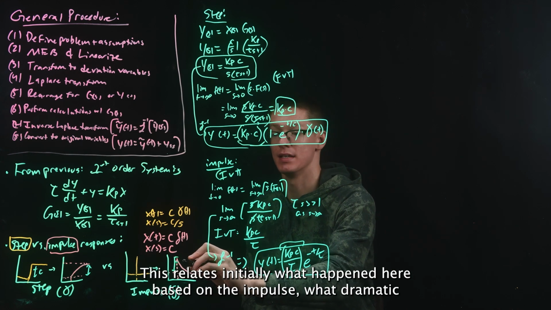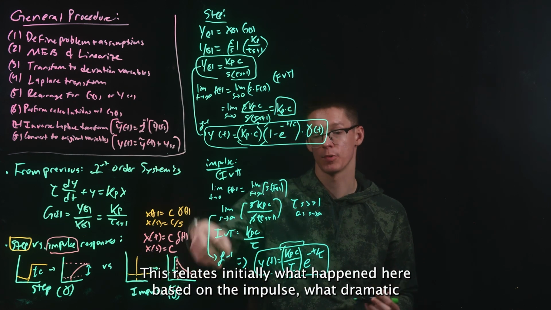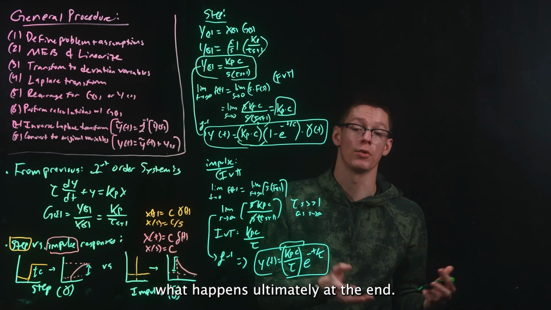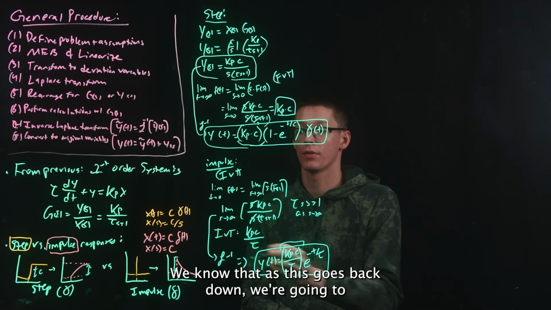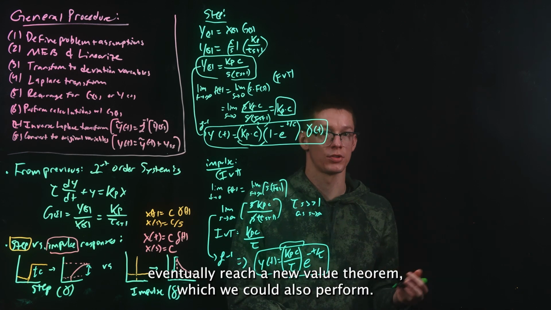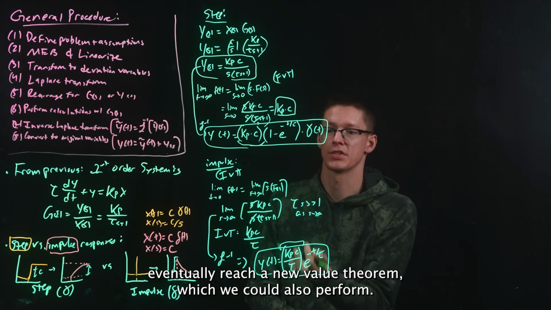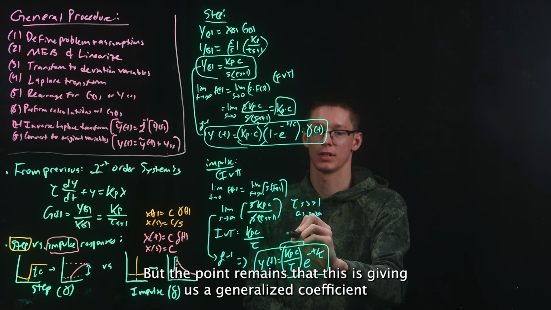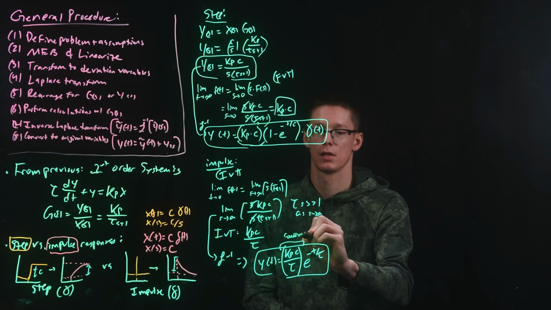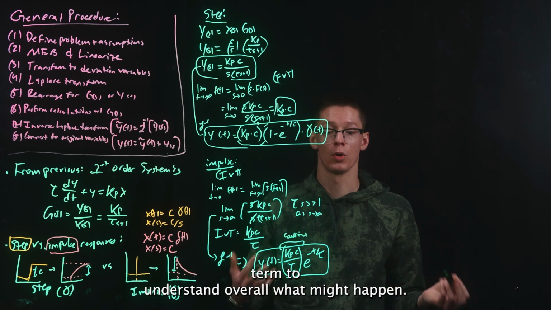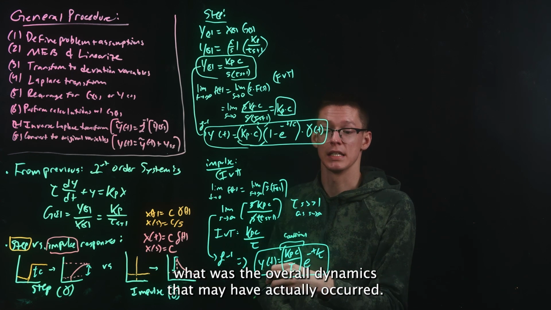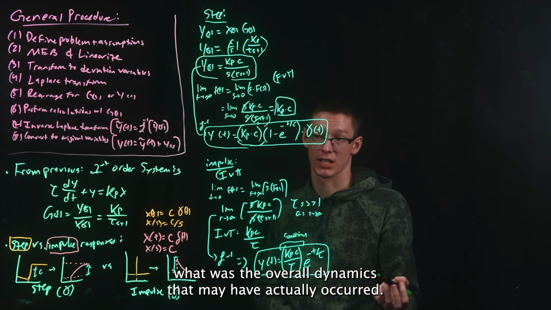This relates initially what happened here based on the impulse, what dramatic change occurred. This happens on a final because we're talking about what happens ultimately at the end. We know that as this goes back down, we're going to eventually reach a new value theorem, which we can also have performed there. But the point remains that this is getting us a generalized coefficient term to understand overall what might happen. And this is true because as time does go to infinity, we want to see what was the overall dynamics that may have actually occurred.